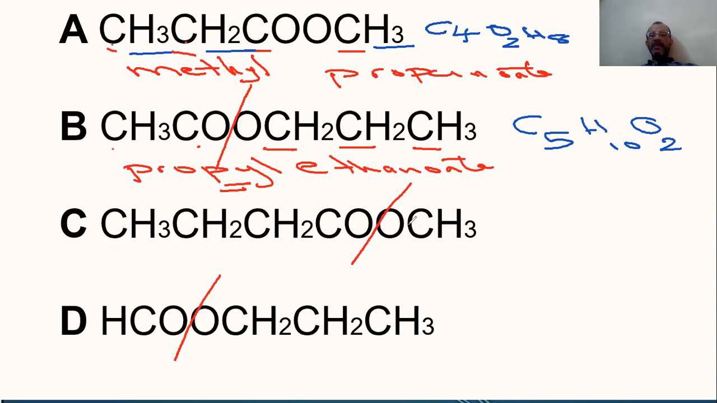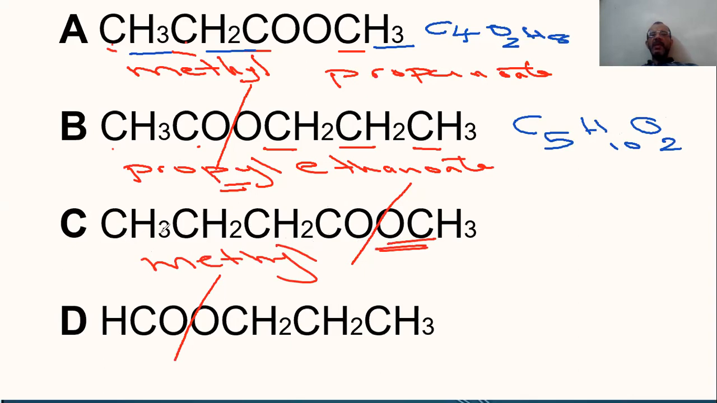Third compound. Ester, yes, contains 2 oxygen atoms. One of them is joined to C, not H, and so on. This one will come first. So what is the name of this compound? And why start with methyl? Why methyl? 1 carbon atom.